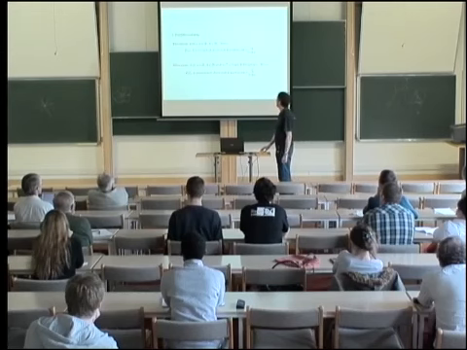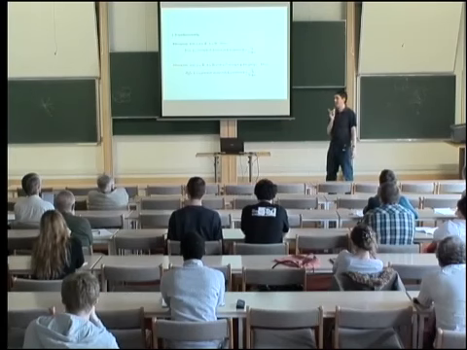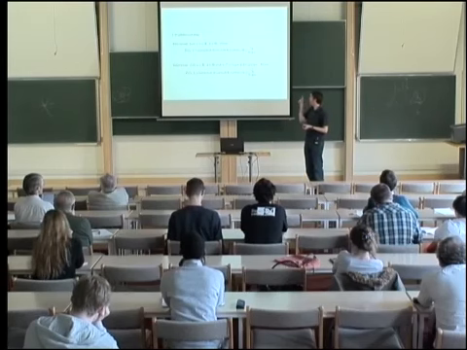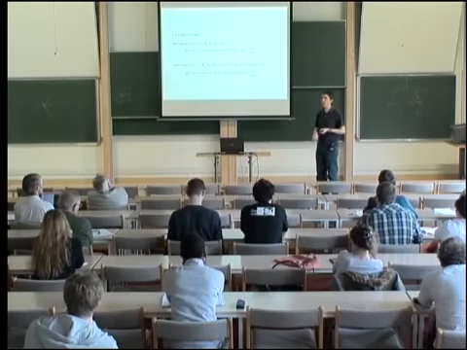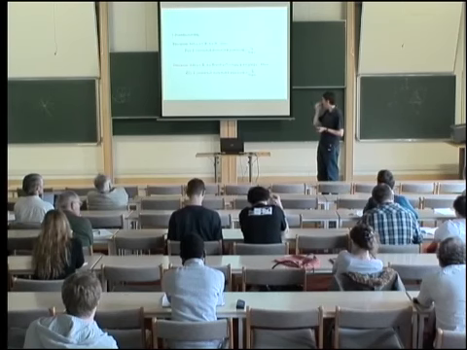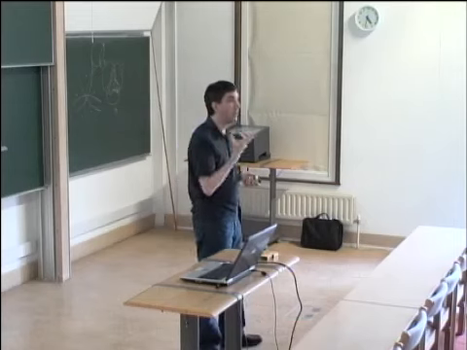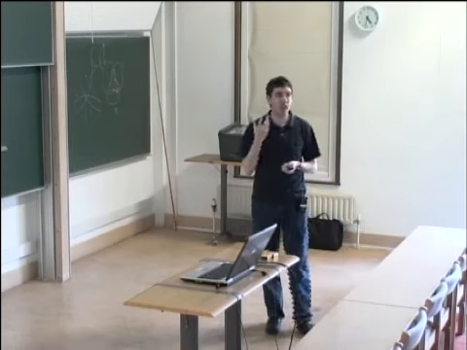Second theorem. This is sharp, but of course this is only sharp in a window. This is sharp in that if I pick pi r squared to be exactly log n plus k log log n, actually you could throw in a constant at the end, it wouldn't make any difference, then the probability that it k covers but does not k partition is at least a constant over log n. So now, in other words, 1 over log n is the right error.